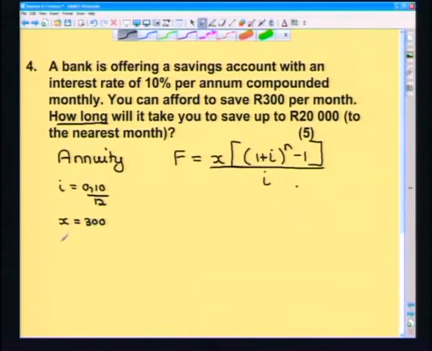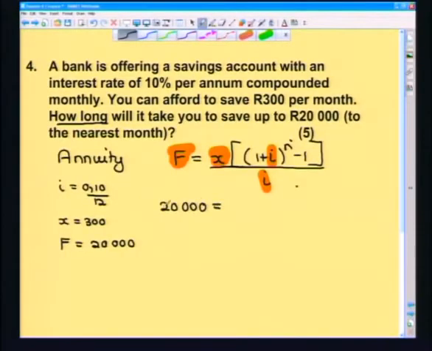And they want to know how long will it take to get a value of 20,000 Rand. So this one we know. So if we go to our drawing here, we know this one, we know this one, we know this and this. What we don't know is our n. Now you can see it's an exponent, and you start to understand why it was necessary for me to talk about logs, because if we're working with exponents, all sorts of interesting things can happen.